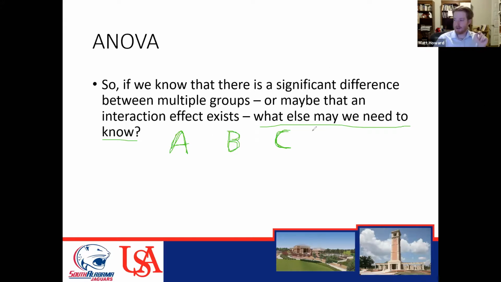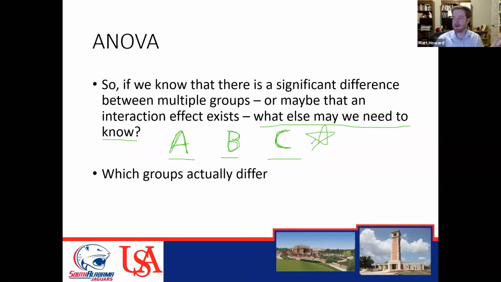Even if you know there's some type of overall difference among these groups, an ANOVA by itself isn't going to tell you which groups actually differ. It will tell you there's some type of difference between these groups, whether you perform a one-way or a two-way ANOVA. It will tell you that these groups somehow differ, but it will not tell you the exact nature of those differences by itself.